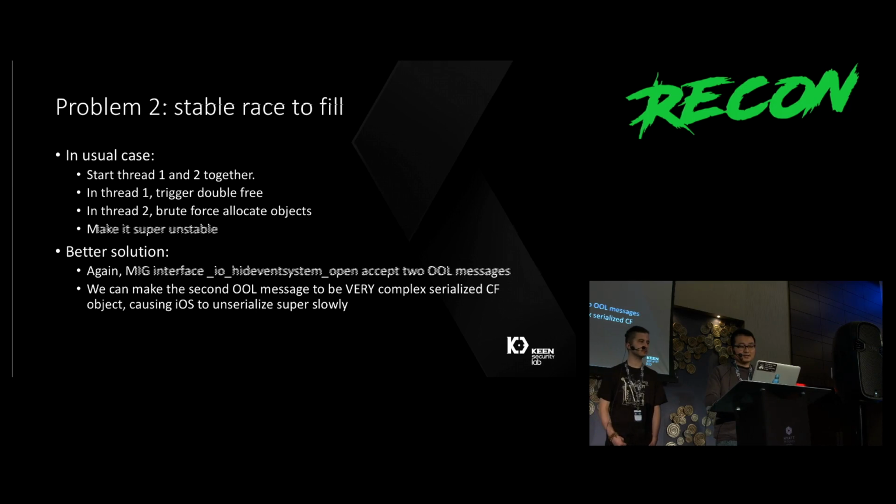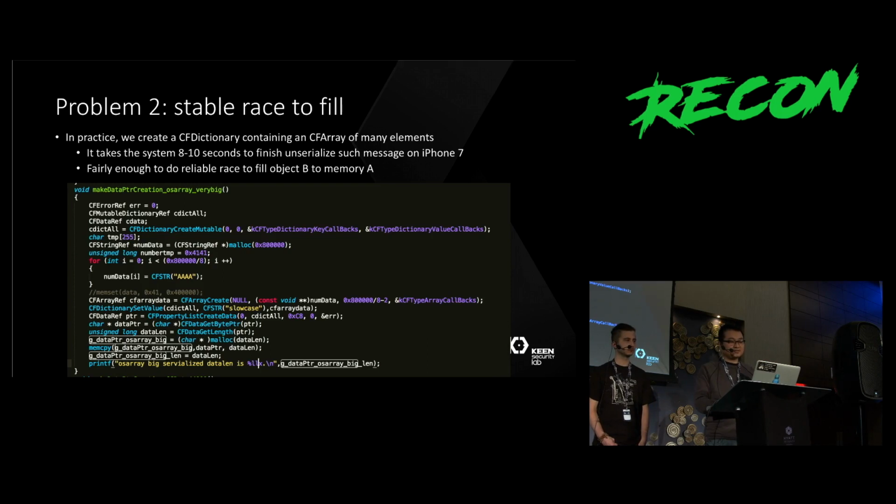Again, the good news is that the IOHIDEventSystemOpen function accepts 2 OOL messages. So it is possible that you free message 1 first, and then in message 2, you construct very complex serialized data, and you make the unserialize operation very slow. So that thread can be pinned in between the 2 frees. That's very perfect.